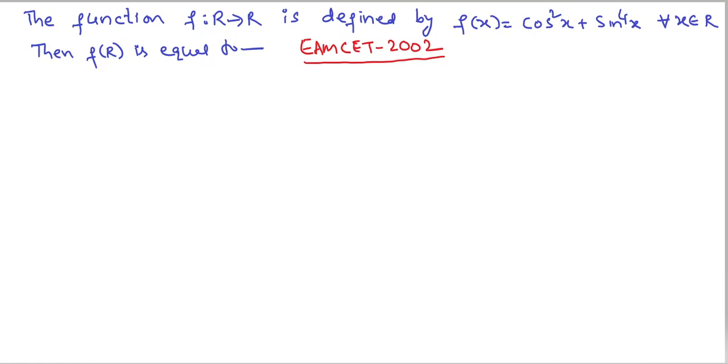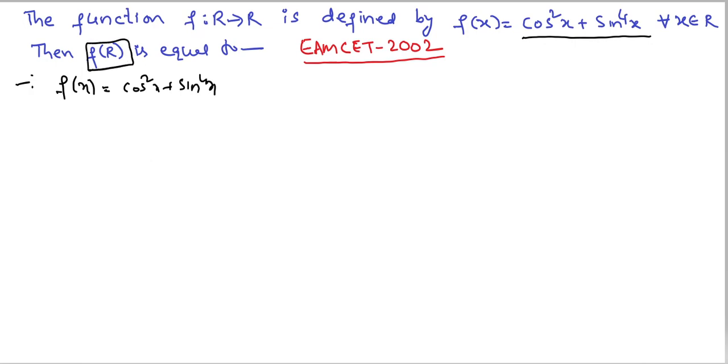The function f from R to R is defined by f of x is equal to cos square x plus sin power 4x for all x belongs to R. Then f of R is equal to dash. So here the function is given as f of x is equal to cos square x plus sin power 4x. Now we find f of R.